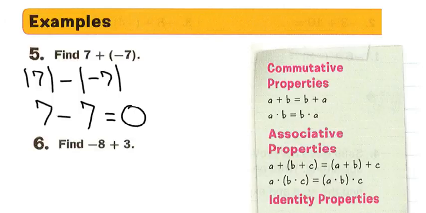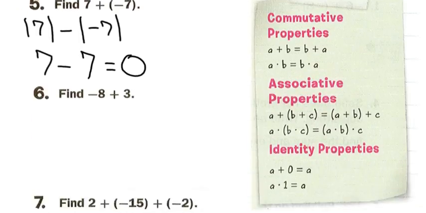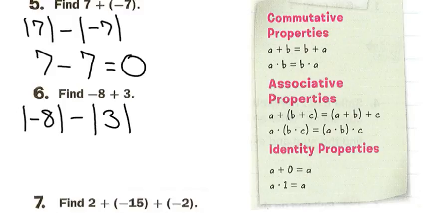Think about the number line. If we go out to positive 7 and then turn right around and go back to negative 7, we're going to be right back to where we started at 0. Same idea works when it's not additive inverses though. So if we've got negative 8 plus 3, let's think about it as the absolute value of negative 8 minus the absolute value of positive 3. That would give us 8 minus 3, which gives us a total of 5.